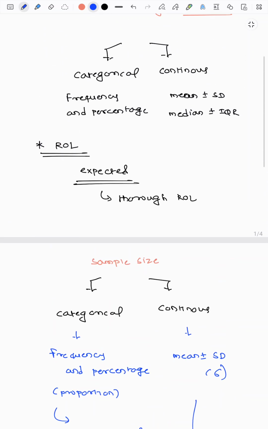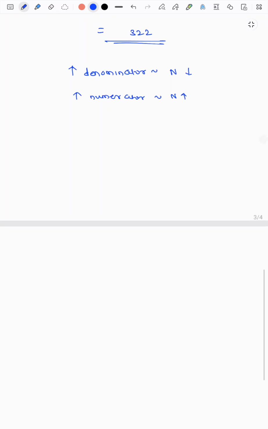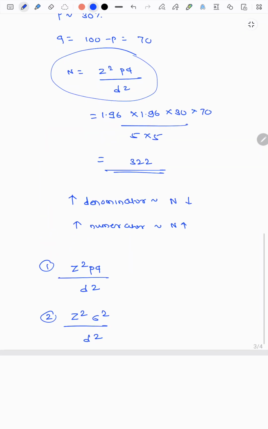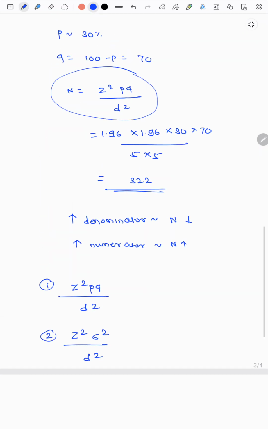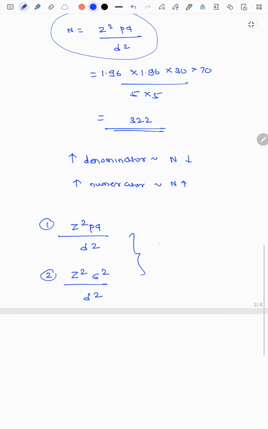This was just a start of sample size, and the most important formulas which we have to remember are: number 1, Z square PQ upon D square for categorical variables, and Z square sigma square upon D square for continuous variables. This is the base of all sample size calculation. These two formulas are the base for all sample size calculation, and these are known as Cochran's formulas.